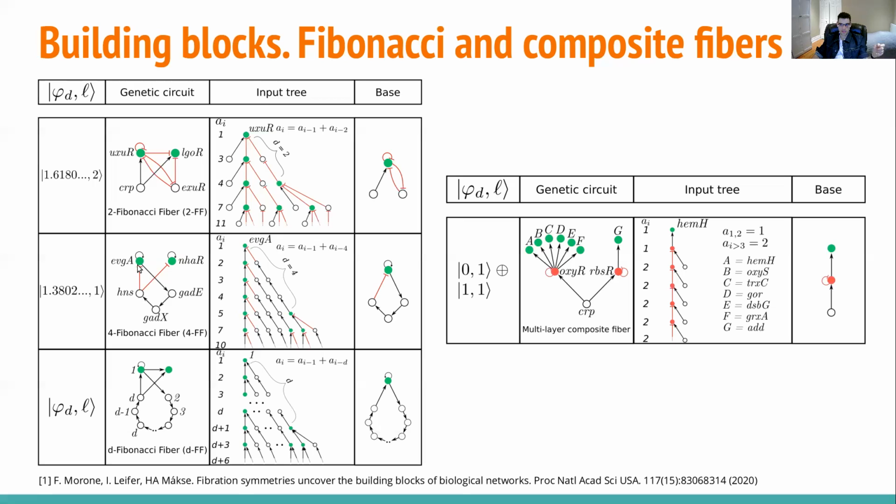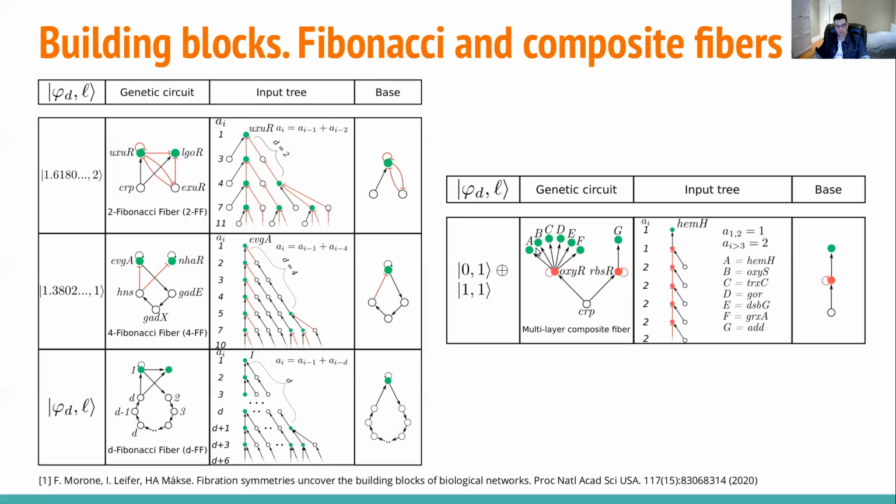And I'm going to talk more about this later, but I just want to say it now: this is the example of frustration, where there is one link that is off. And this is the more general case, where there is a length d of this loop, so there is a delay d. And another case here is composite fibers, or multi-layered fibers.